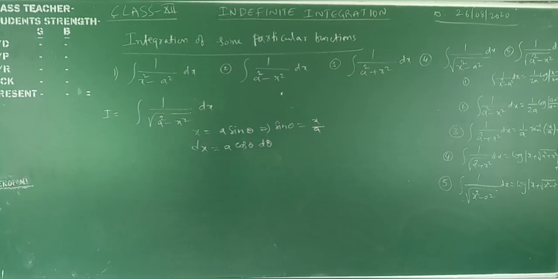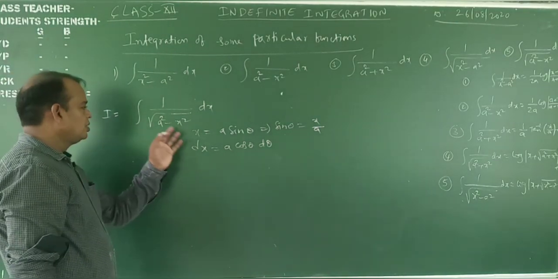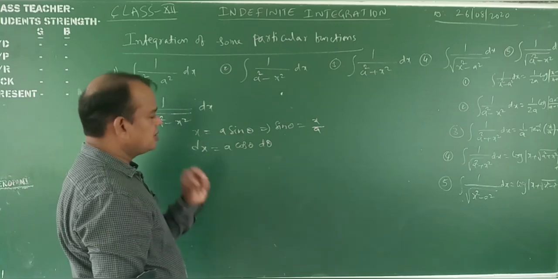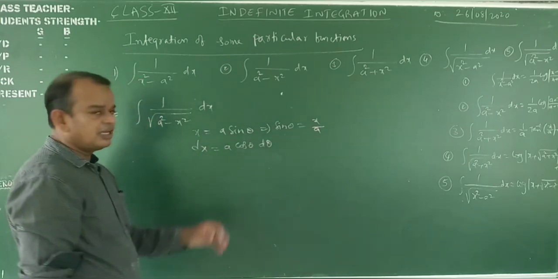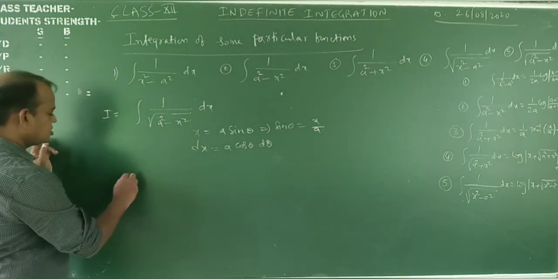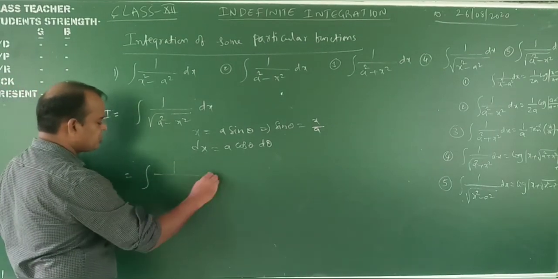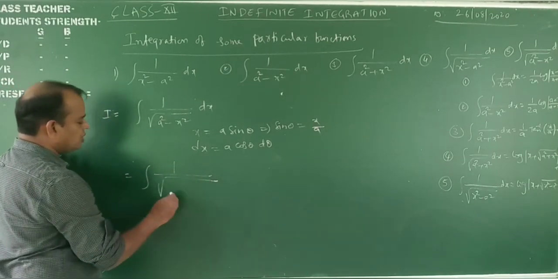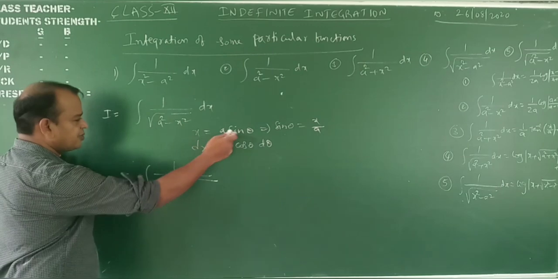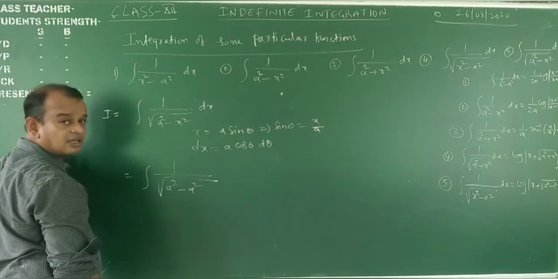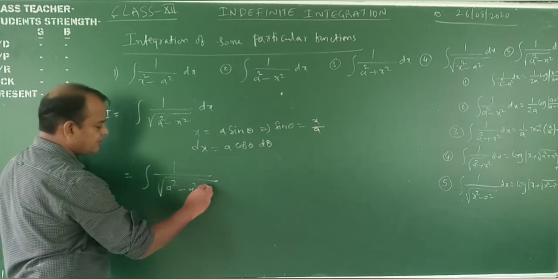We are going to the next problem, the integral of 1 by root over a square minus x square. With a square minus x square, 100% x is equal to a sin theta, so sin theta is x by a and dx is equal to a cos theta d theta. Substituting, this is the integral of 1 by root over a square minus a square sin square theta.